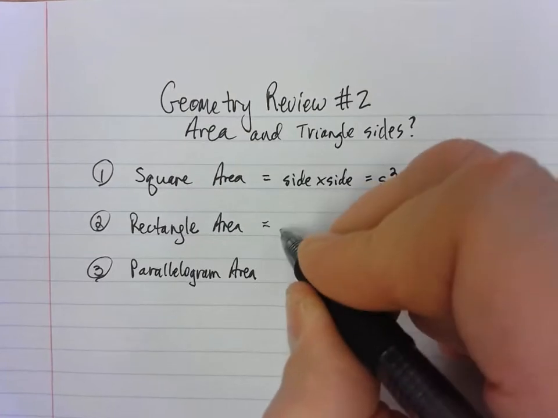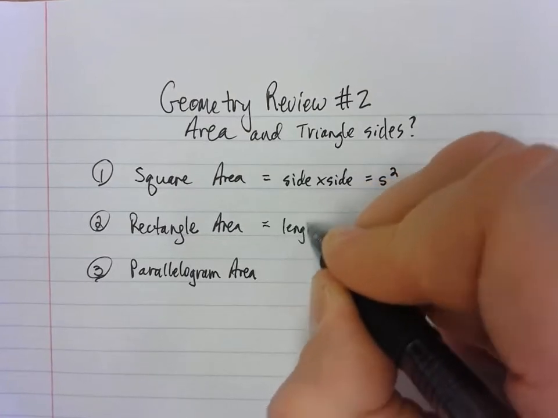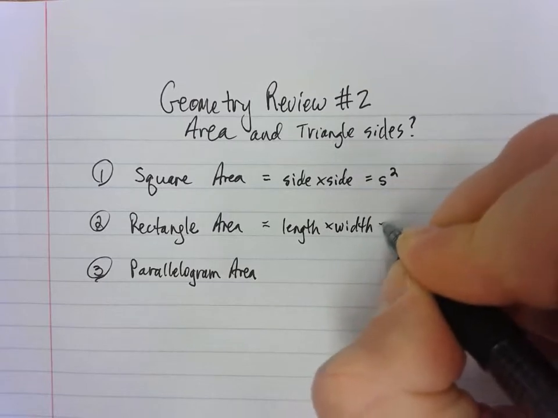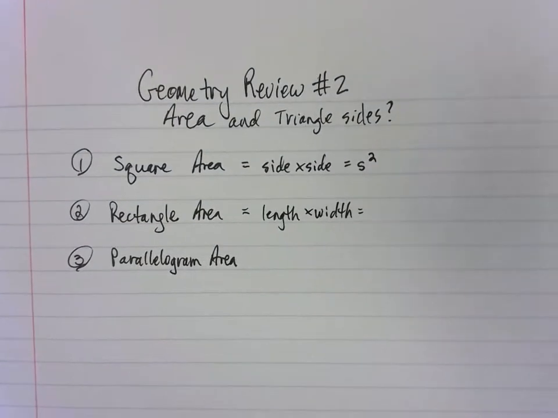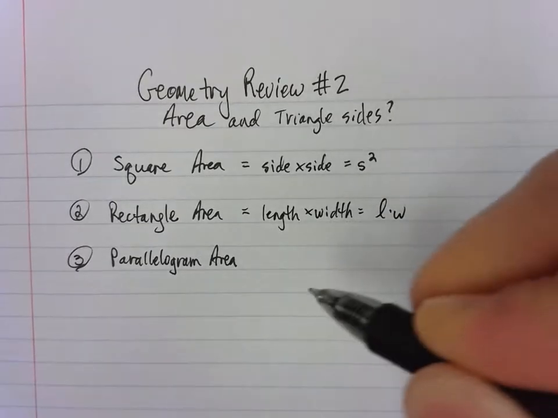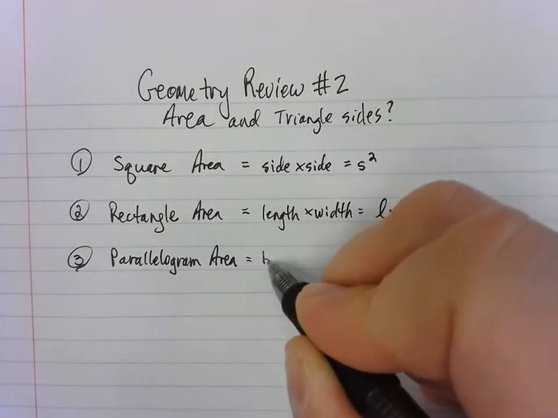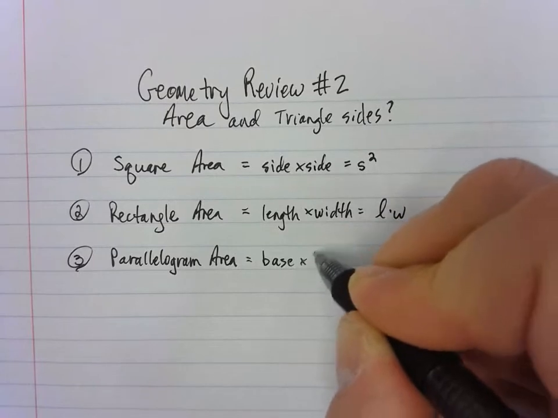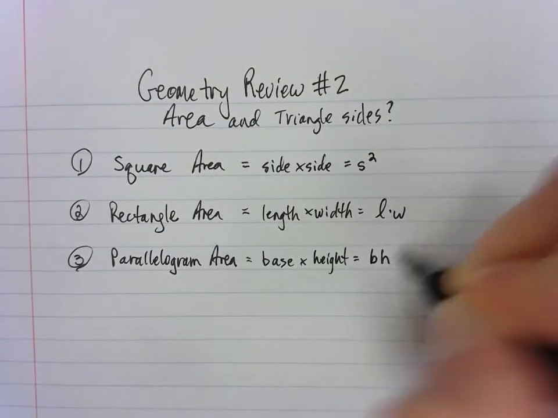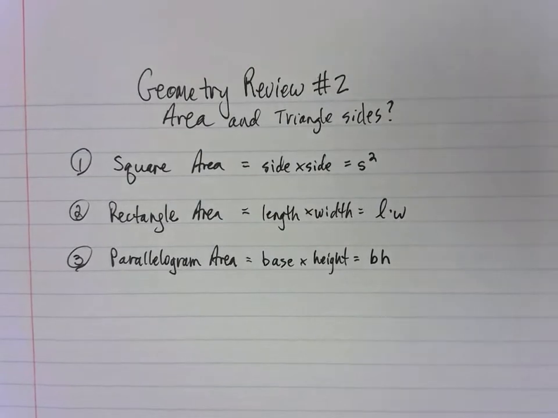Rectangle is the one that everybody always wants to say they know and think they want to use it for everything, but it is only for a rectangle because a rectangle is length times width, which would be the old LW. And parallelograms don't have length and width, they have a base and a height. So you do base times height for them, which was the old BH. So all of those are ones you should already know for sure. Square is side times side. Rectangle is length times width. Parallelogram is base times height.